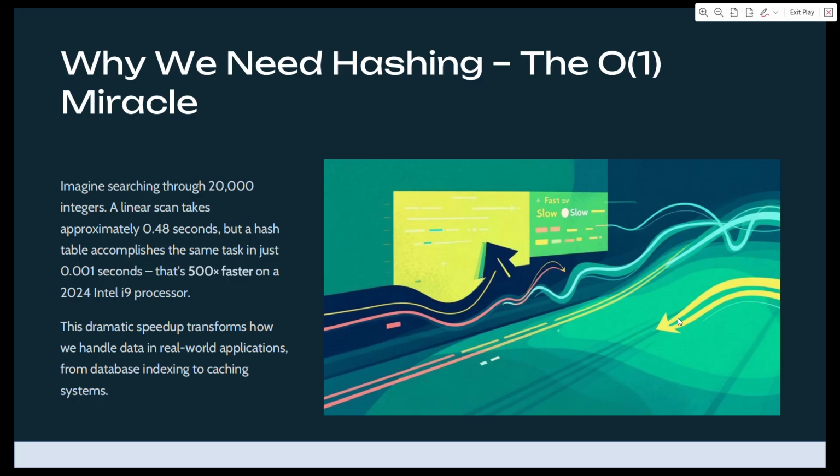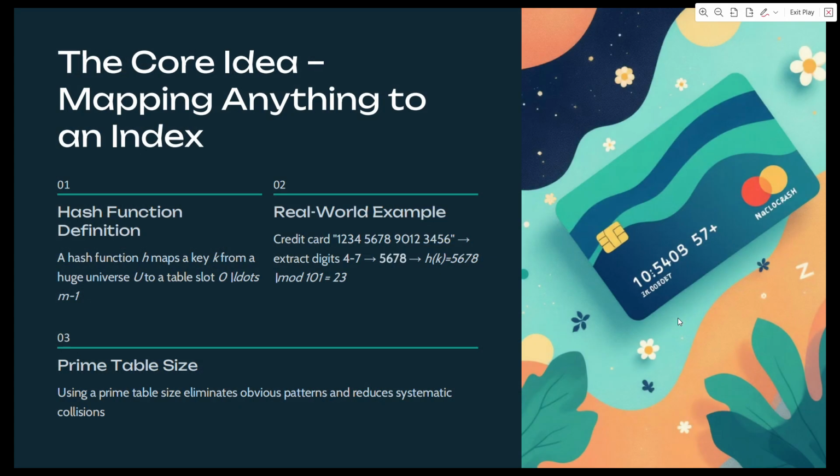Because of this speed, hashing is used in many real-world systems such as database indexing, password storage, caching systems, programming language dictionaries like HashMap in Java.